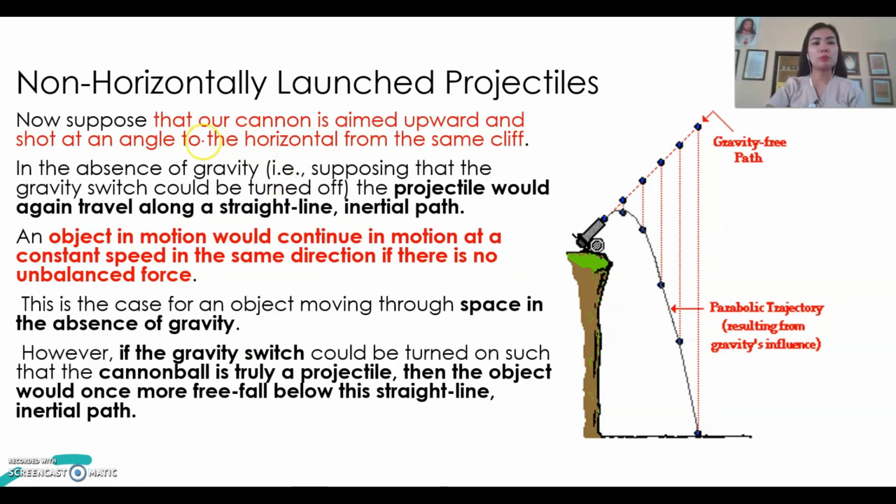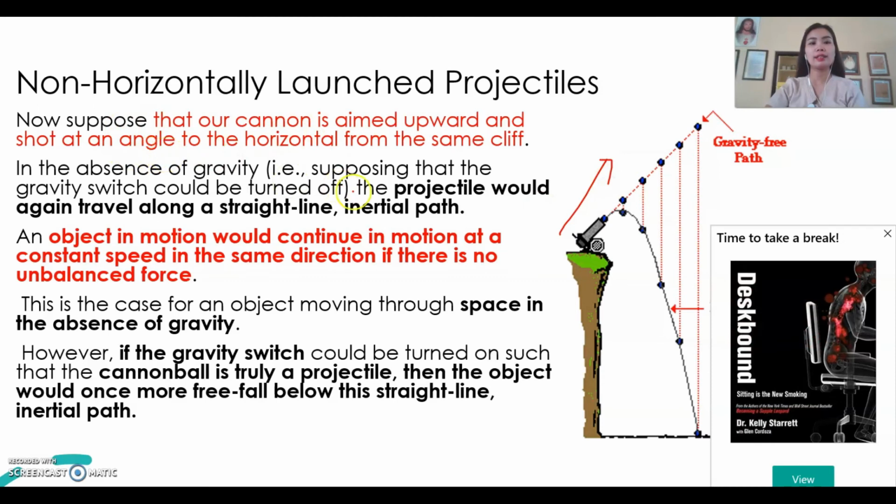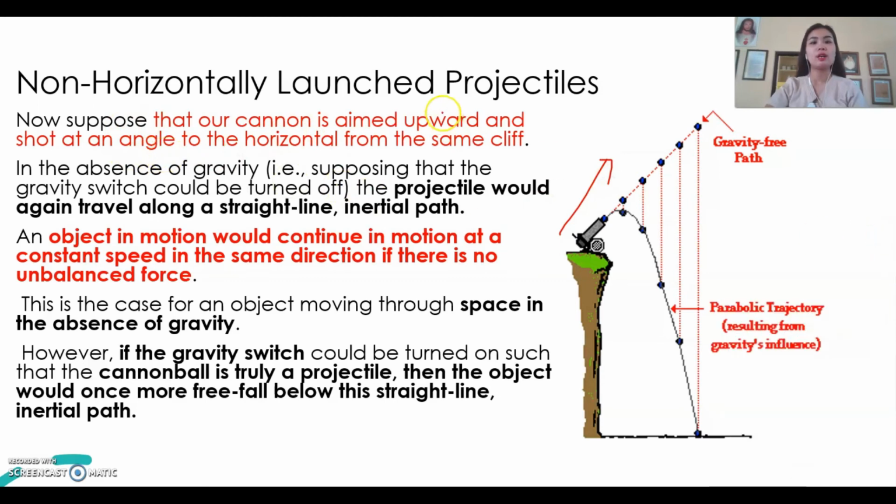Next. Now, suppose that our cannon is aimed upward. Ito yung aimed upward and shot at an angle to the horizontal from the same cliff. Okay, meron siyang angle na na-create. Again, in the absence of gravity, the projectile would again travel along a straight line, or yung sinasabi nating inertial path. Okay, ito yung part na gravity-free path.